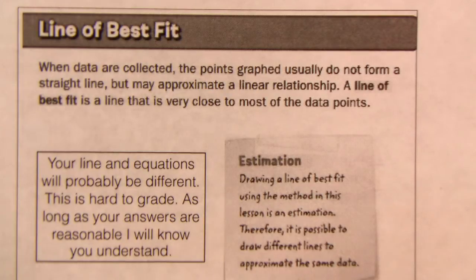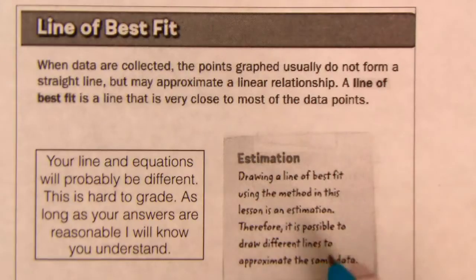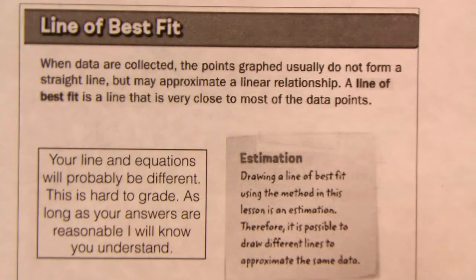So when you pick a place to put your line, you want to put it right smack dab kind of in the middle of all your points. You don't want to be above all your points or below all your points. You kind of want to be right in the middle. And so know that every person might draw it a little bit differently, and that's okay, because it is an estimation. It is not an exact science.